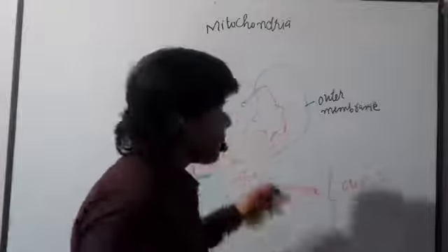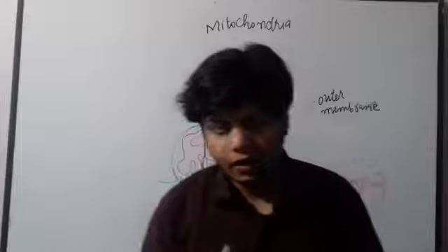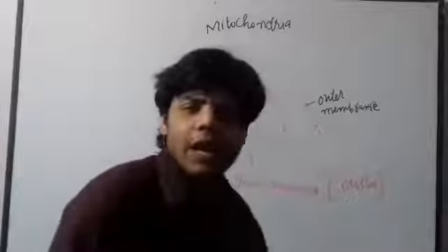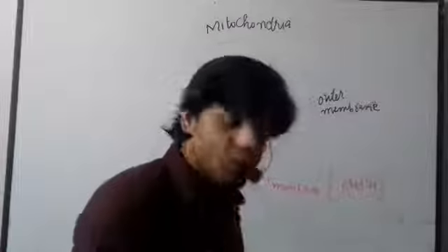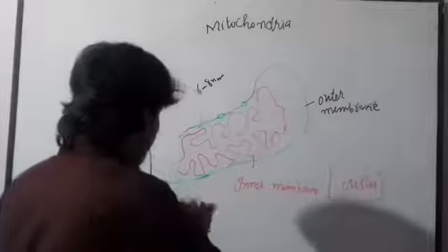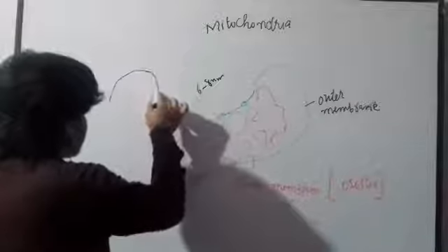Now the cristae come in different shapes. Many cells have different kinds of cristae, or we can say many cells have different kinds of mitochondria. In the case of fungi, they have plate-like mitochondria. So let me draw it: they have plate-like mitochondria, just like this.